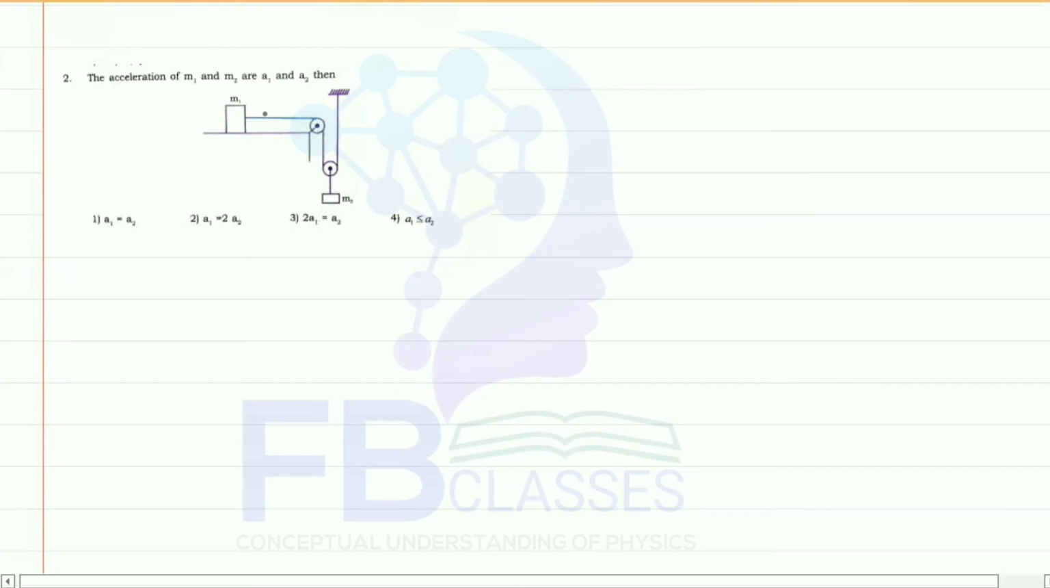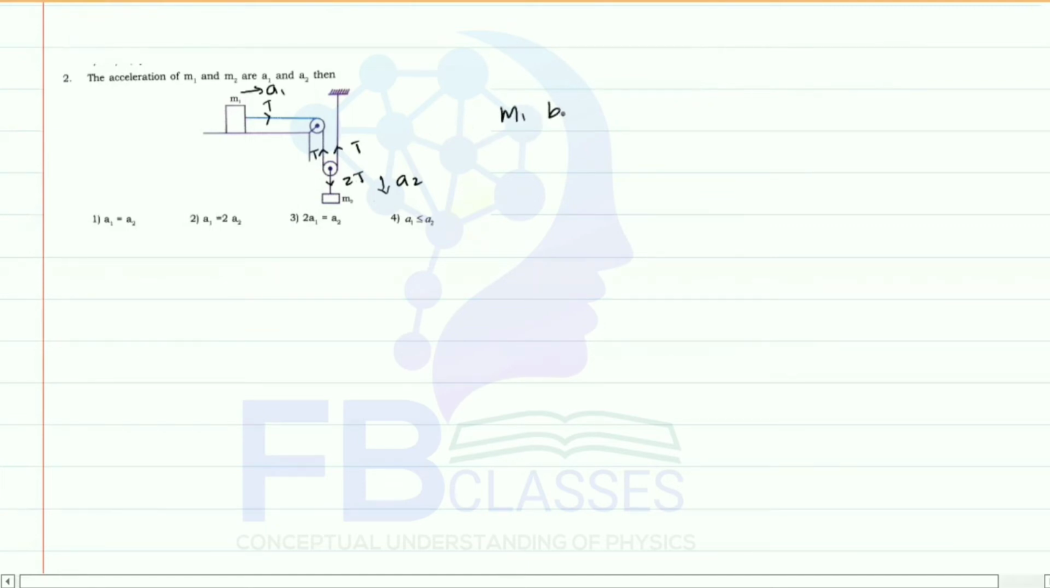So only one string is there. Throughout the string I am going to take one tension. One string, one tension, I am going to take as T. Okay, for the block I am going to take 2T, because T plus T is equal to 2T. Understand? So the acceleration towards the right I am going to take as a1, and for the m2 block I am going to take a2 in the downward direction. Yes or no?